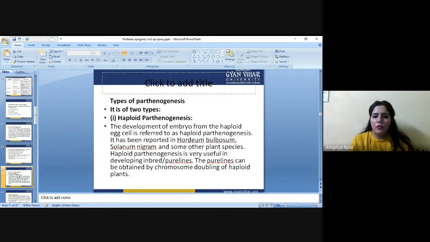So haploid parthenogenesis basically develops from haploid cells, not very much to elaborate. They are just responsible for the pure line, because no chromosome doubling happens inside haploid parthenogenesis. That's why whatever they have, they display.